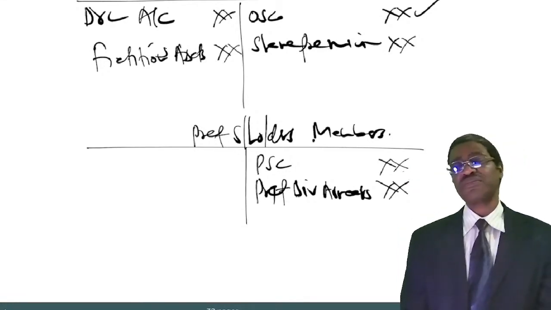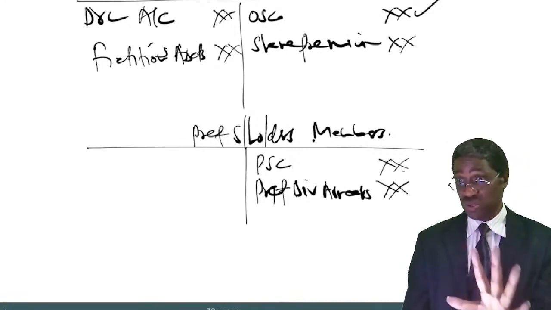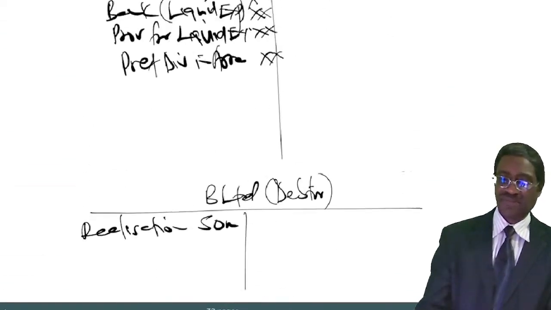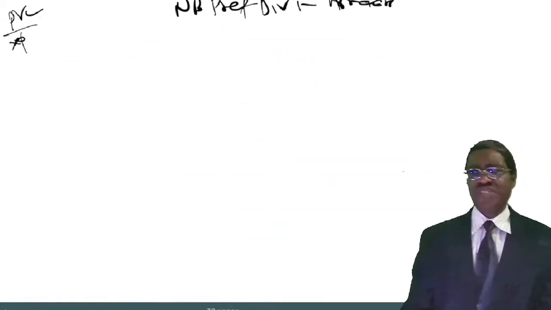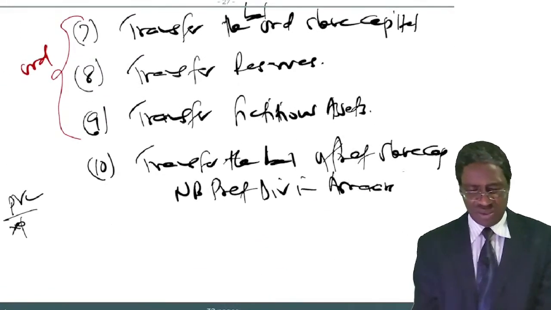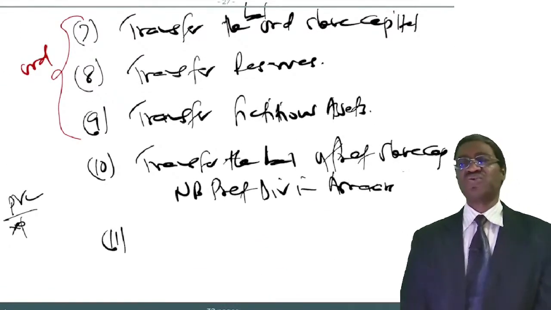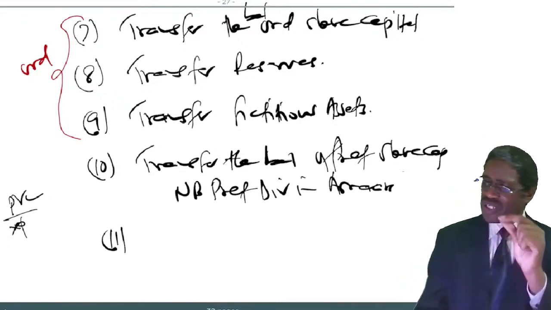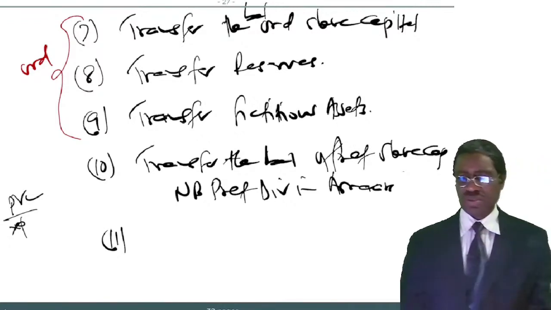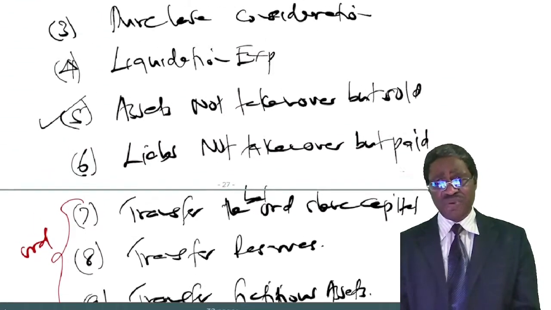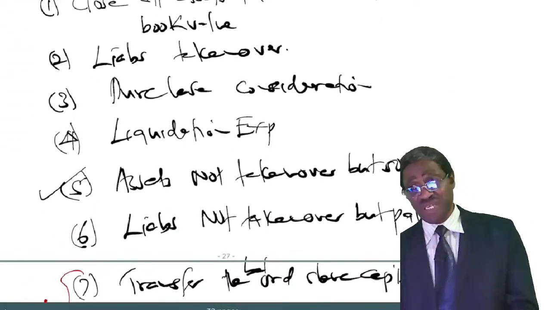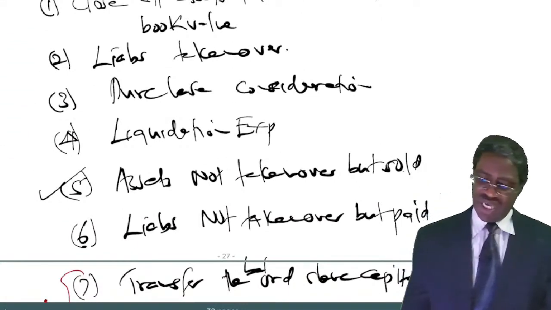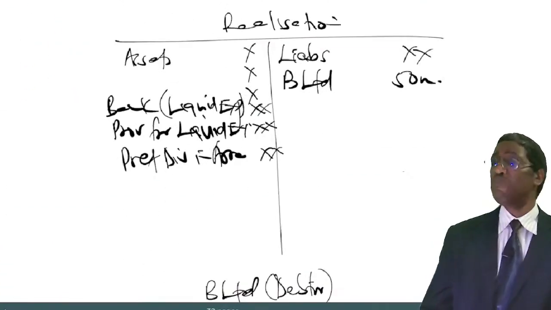Number 11. Number 10 relates to the preference. Now listen, number 11. For number 11, I want to take you back to number 3. Number 3, we said, was the purchase consideration. And we were charging them, if you remember, we were charging B Limited some 50 million. We as company A, we were charging B 50 million.